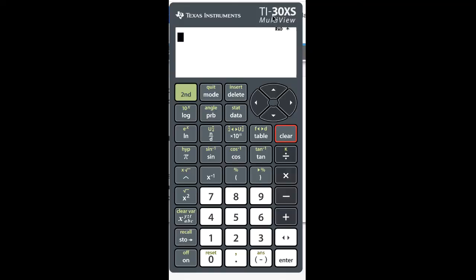One more thing, on your TI-30XS Multiview calculator, go to mode and make sure that the mode, when you go down, is on classic instead of math print. That will be helpful when we're working with square roots. So again, make sure it is on classic.